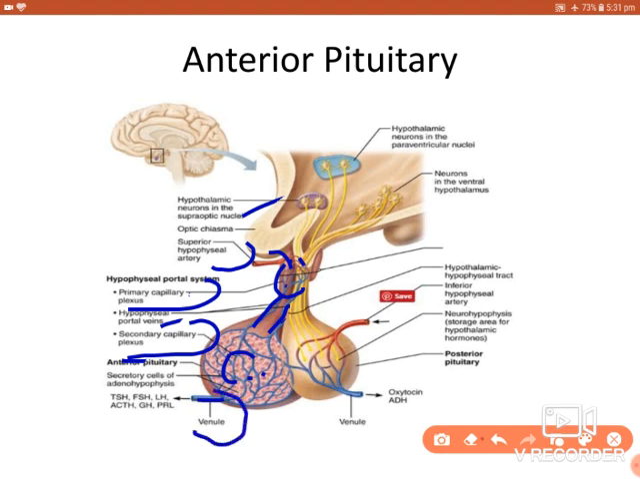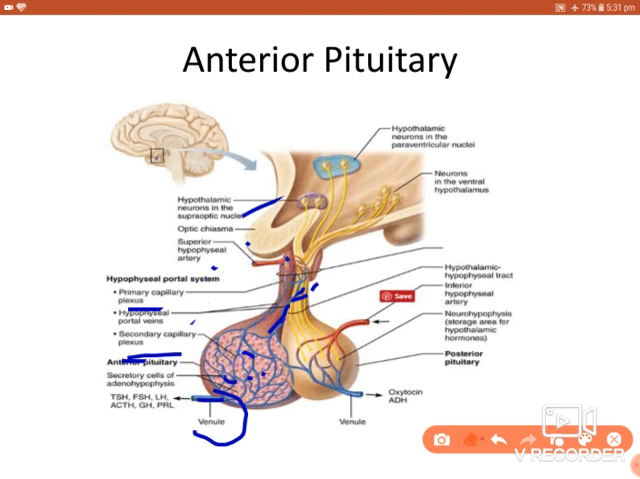So what is happening here is that the releasing factors reach the primary plexus. From there, they reach the secondary capillary plexus. That stimulates specific cells of the anterior pituitary, which stimulate all other endocrine glands. These endocrine products inhibit the initial releasing hormones, which provides a negative feedback that ensures homeostasis of the levels of these endocrine hormones in the blood.